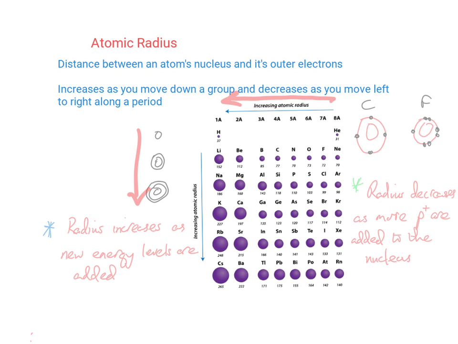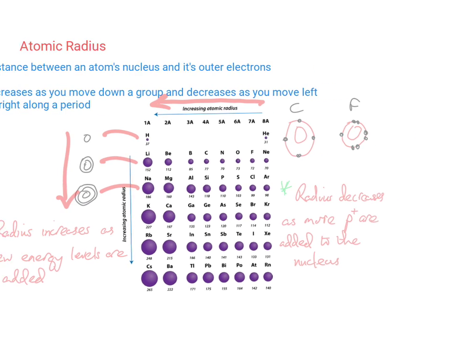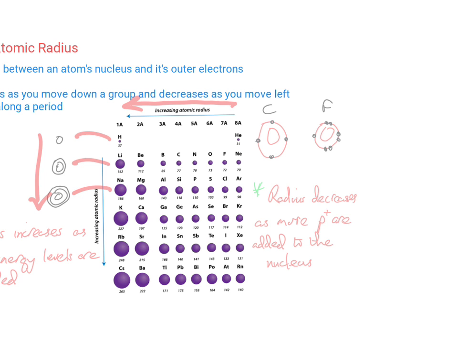The reason why the radius increases as you move down is that new energy levels are added as you move from, let's say, hydrogen to lithium to sodium, and that's going to increase the actual radius of that sphere or that circle. That's a little bit easier to understand than discussing as you move from left to right.